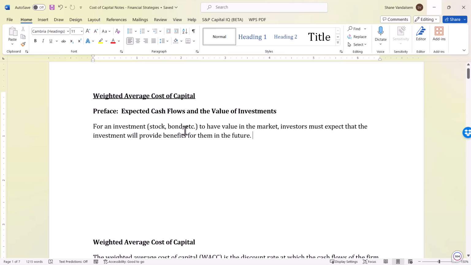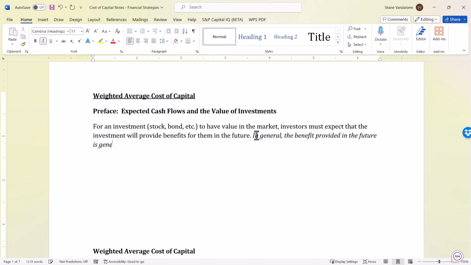So, in general, the benefit provided in the future is generally considered to be cash flows.